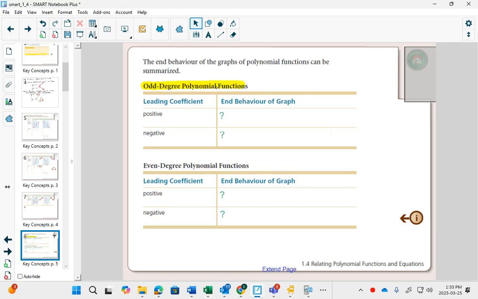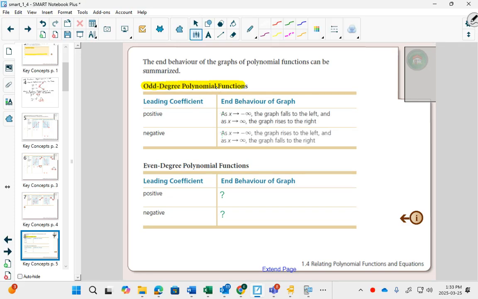Odd degree polynomial functions. Here, instead of writing this, you can memorize this if you want to, but I think with odd degree it is so much easier to draw the line and think of the end behavior. I think this picture definition is way easier to memorize and know, rather than as x goes to negative infinity, the graph falls to the left, and as x goes to positive infinity, the graph rises to the right. It's a true statement, but I think the picture really explains it quite quickly and quite easily.